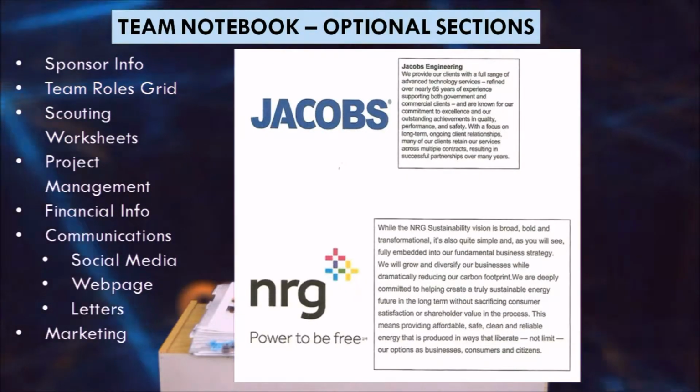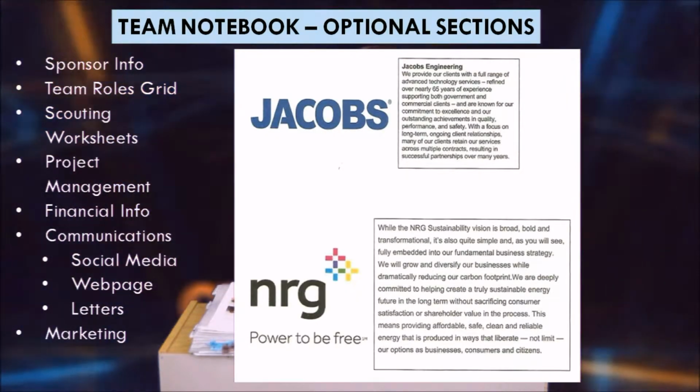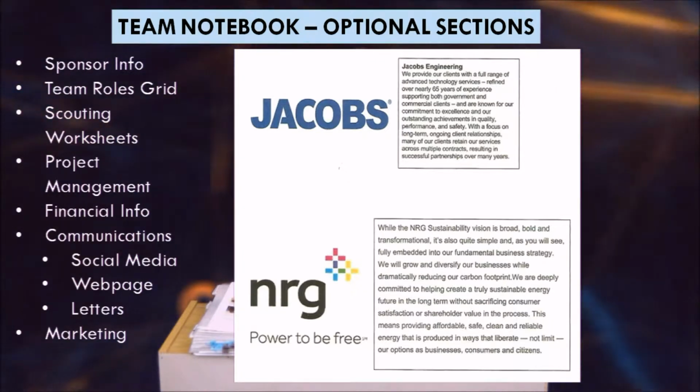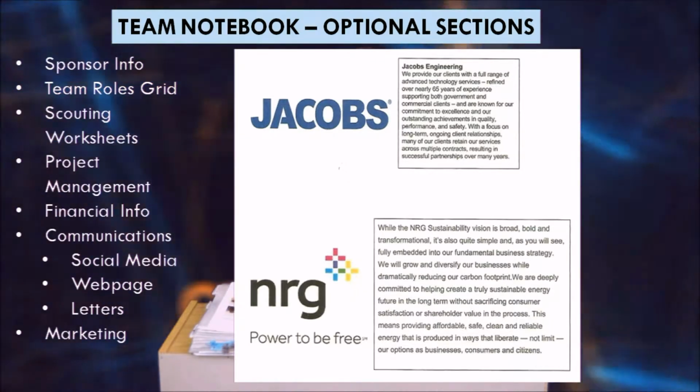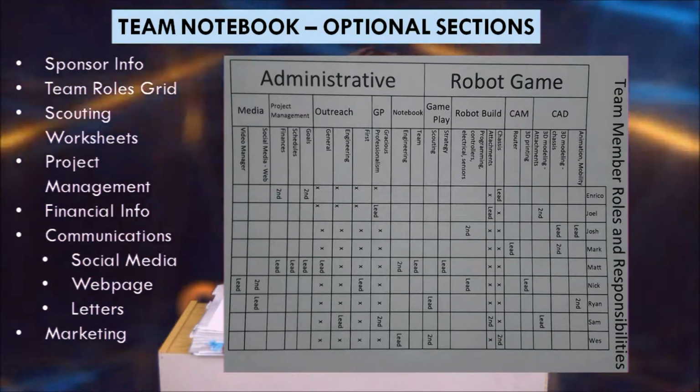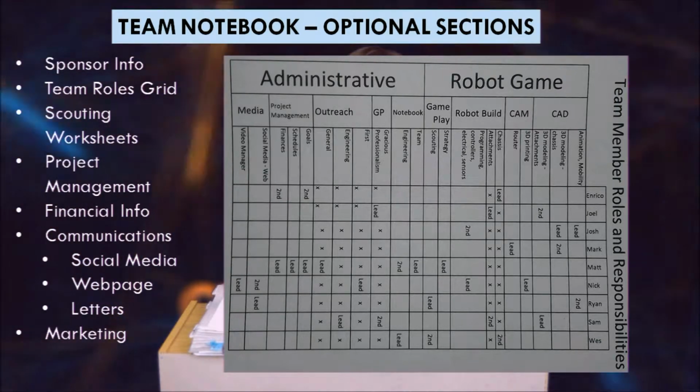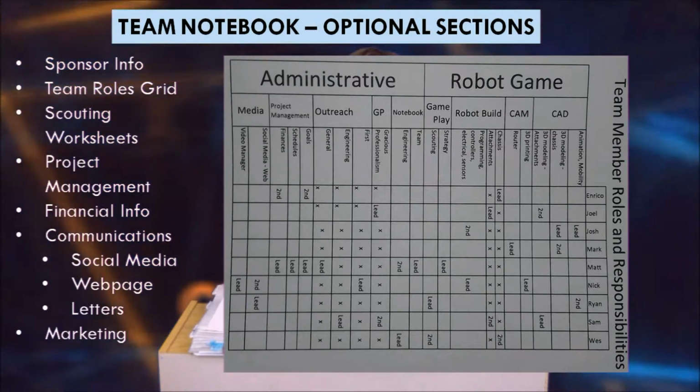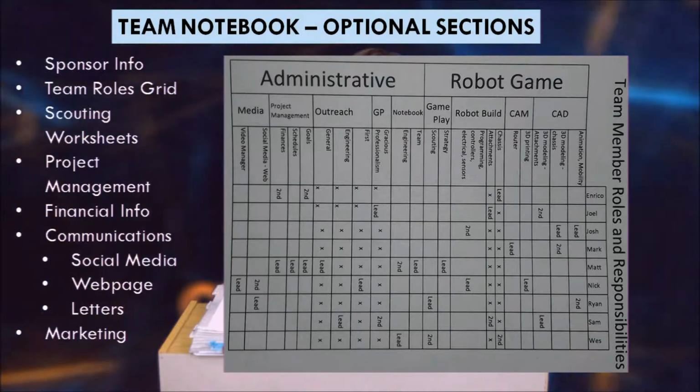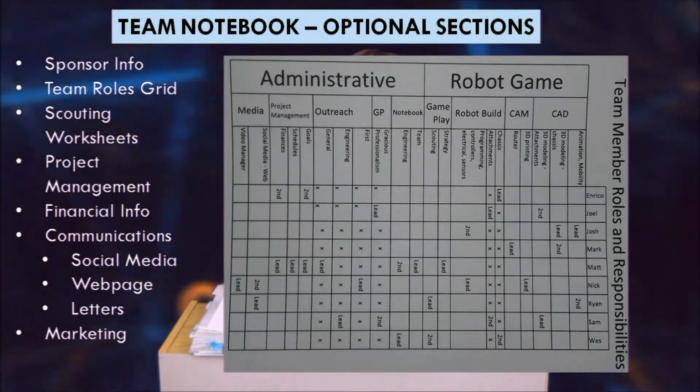The next 7 topics are completely optional, but they provide a much greater insight on the work that your team does for the judges to review. For example, sponsor information. Providing sponsor information shows that you have support from your community and gives those funding you some recognition for their contribution. Team roles grid. A grid of your team members and their roles and responsibilities give a nice compact summary of how your goals get accomplished.